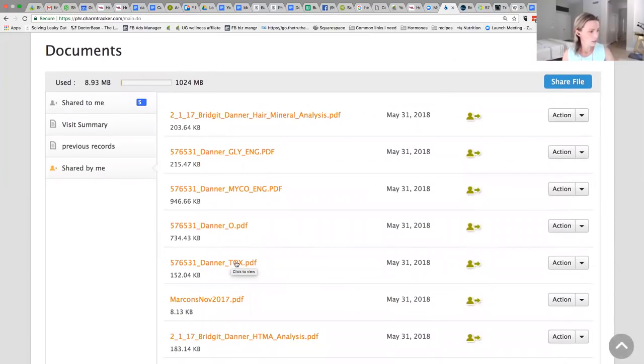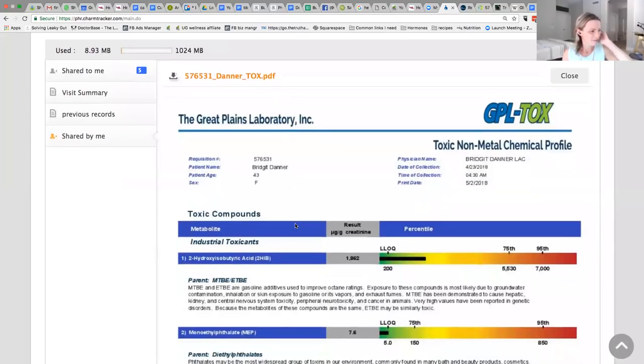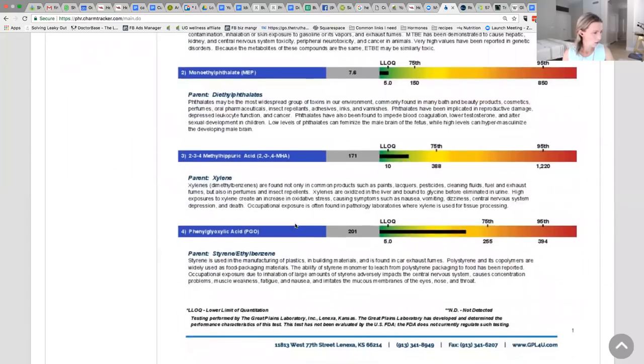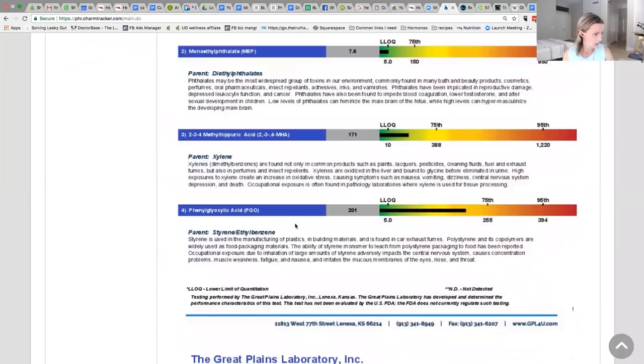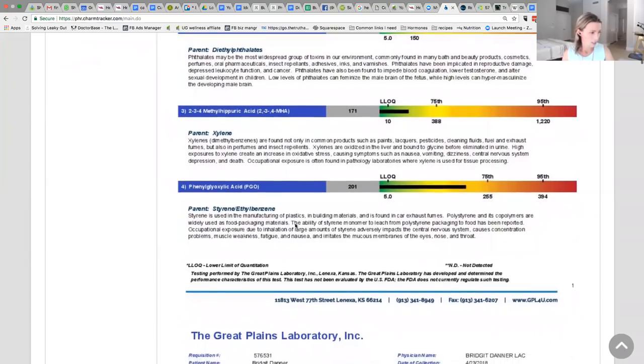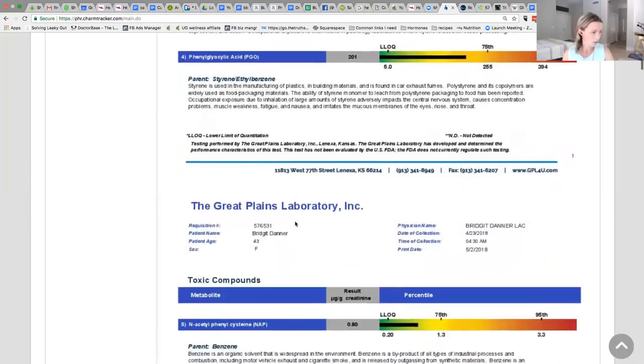And I think I'll skip one to show that just the regular old toxin test is chemicals. I'll just show some of my high ones here. I'm pretty high in styrenes and ethyl benzenes, used in manufacturing of plastic, car exhaust fumes, building materials, and packaging. They can produce muscle weakness, fatigue, and nausea. It's hard to fully say where this came from for me without some digging, but that one came up.